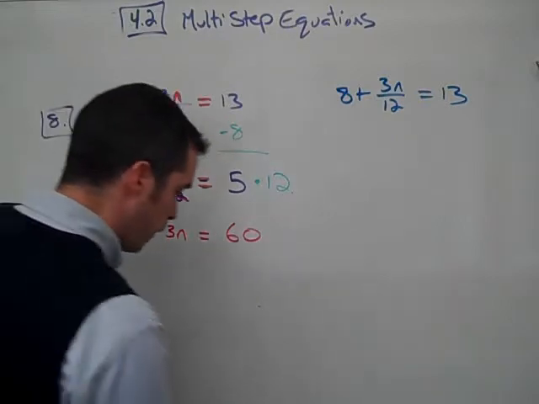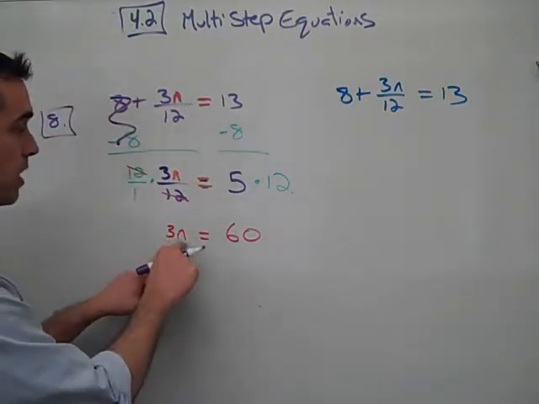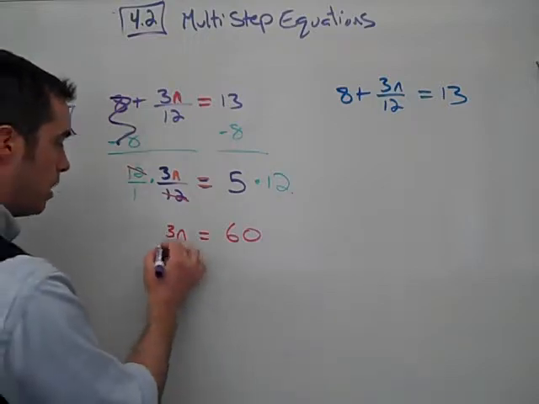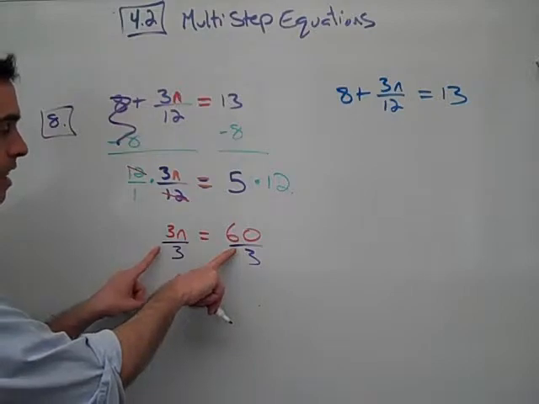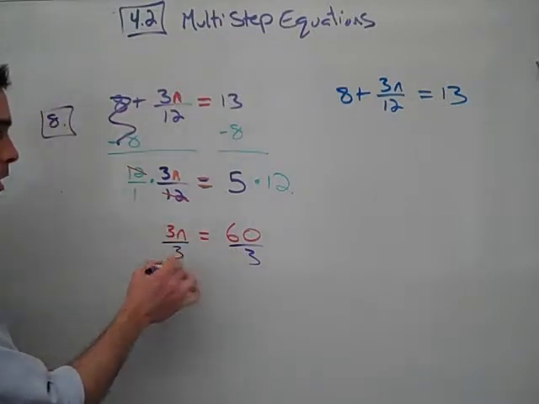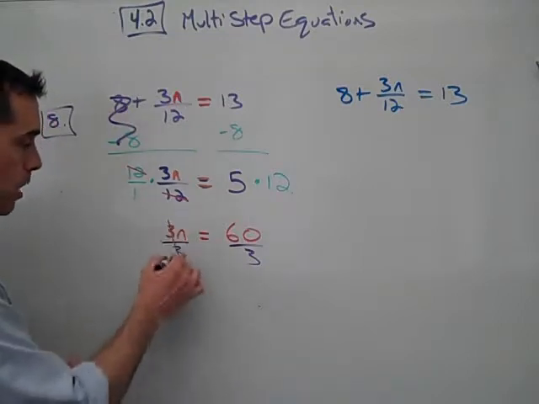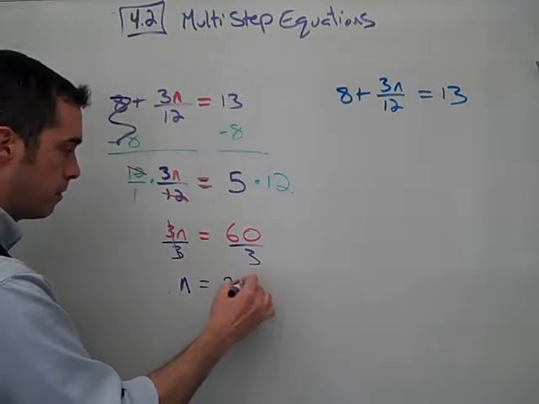And then we will finish up by dealing with the multiplying by 3. This says 3 times n, so the opposite operation is divided by 3, and we'll divide by 3 on the other side. Notice again that I'm using a fraction bar to represent division. 3 divided by 3 is 1, and 1n is simply n, equals 20.